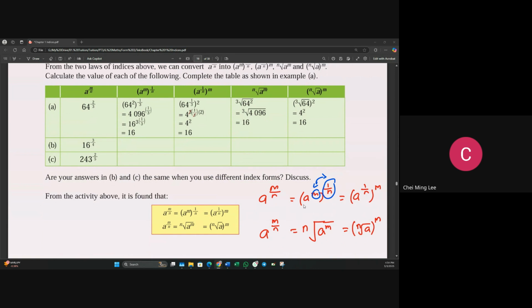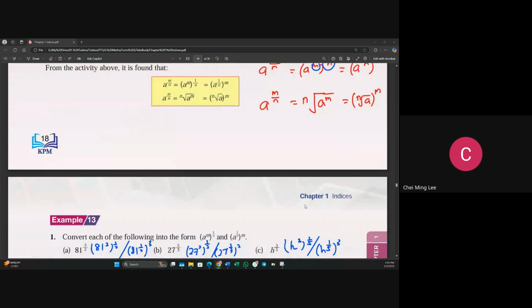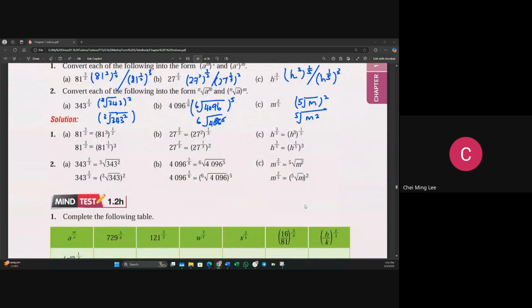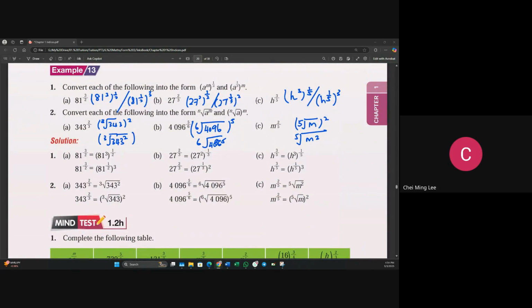Okay, so this is the formula. All right, so let's see the conversion. Okay, now for this one, 81 to the power of 3 over 2, you can change it into the square root of 81 cubed, or the cube of the square root of 81. Now for this one, 27 to the power of 2 over 3, you can change it into 27 squared multiplied by 1 over 3, or the cube root of 27 squared.